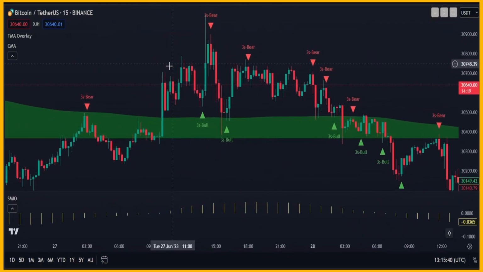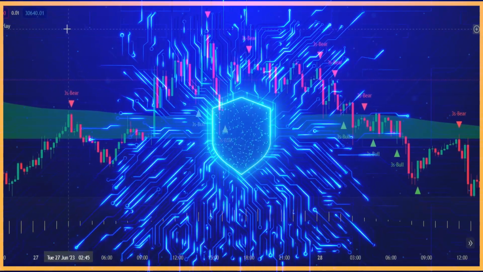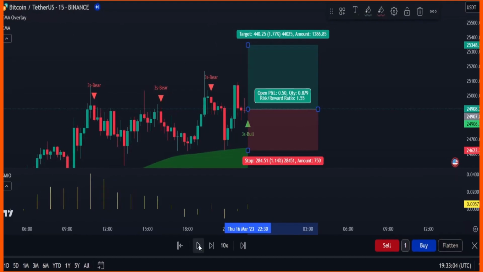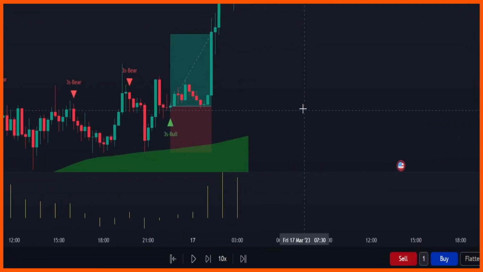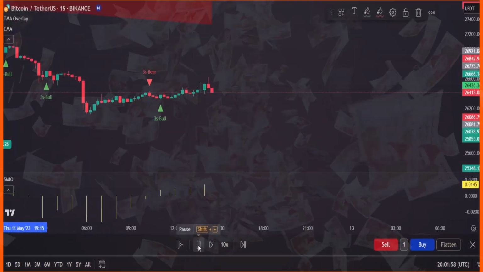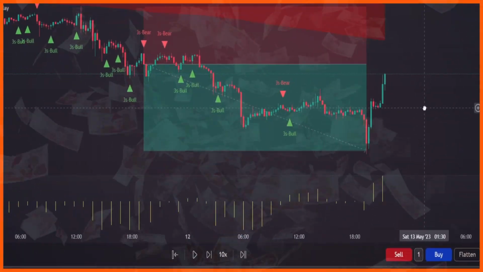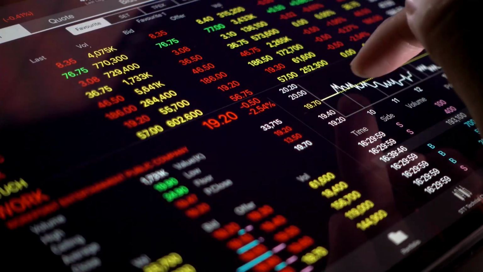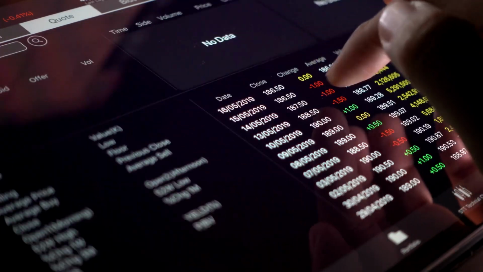Today, I'm introducing a game-changing trading strategy that will blow your mind. Get ready for insane profits in minutes with our secret scalping method. This is the ultimate get-rich-quick strategy that will revolutionize your trading success. But remember, trade responsibly as there are risks involved.